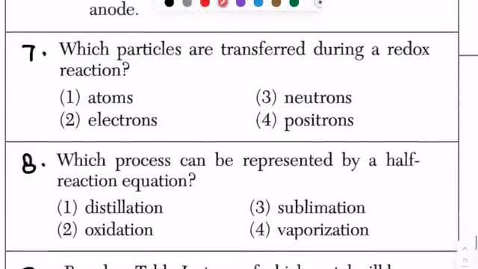Which particles are transferred during a redox reaction? That is your electrons. Which process can be represented by a half reaction equation? So out of all of these, it could be oxidation.